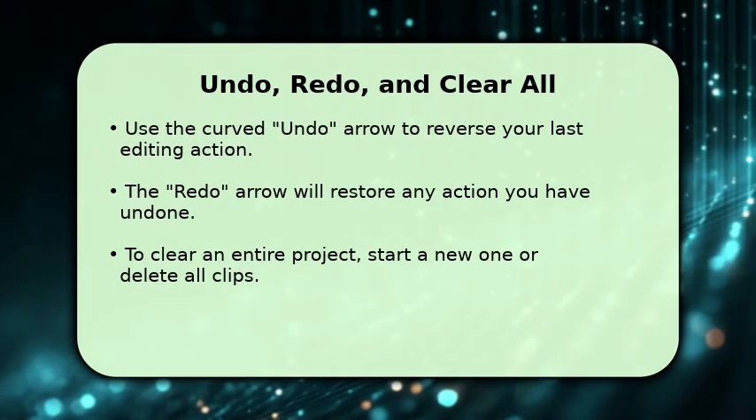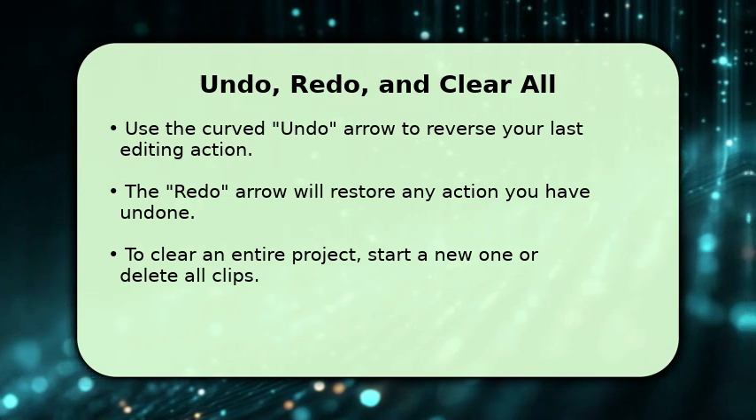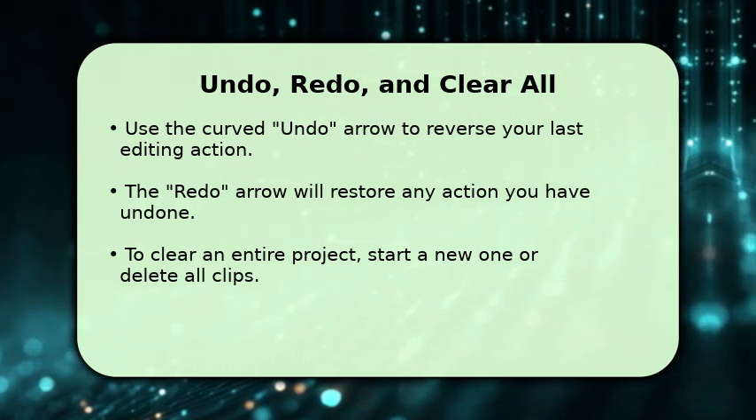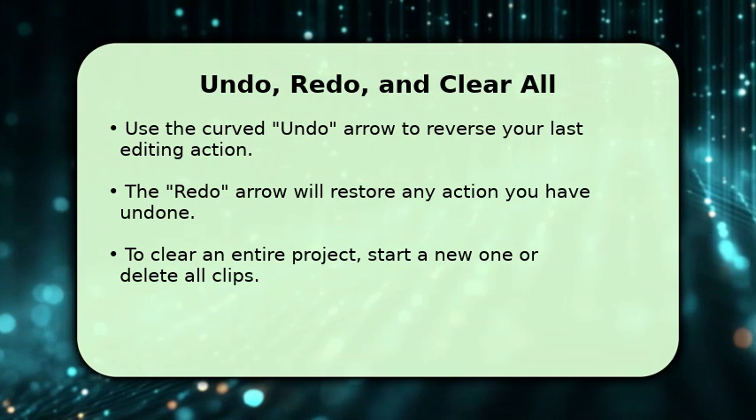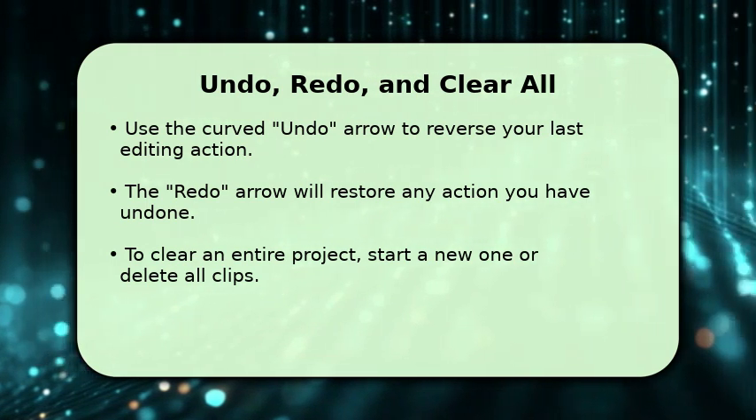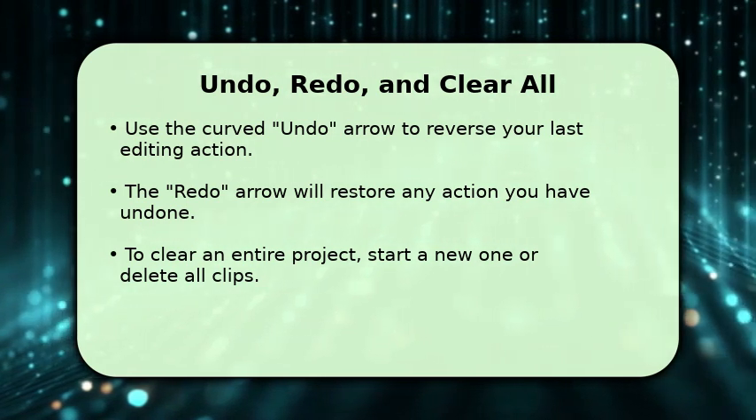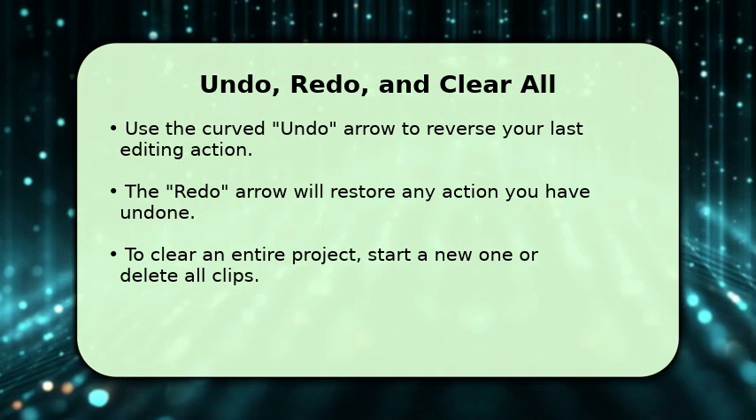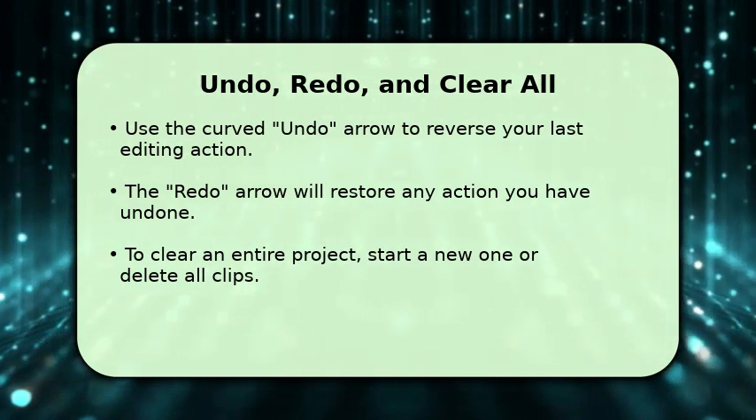Don't worry if you accidentally delete something important. Capcut provides handy undo and redo arrows, usually located at the top of your screen. The undo arrow, curving left, will reverse your most recent action, while the redo arrow, curving right, will bring it back. If you want to completely clear your project, you can either start a brand new project or manually select and delete all the individual clips on your timeline.